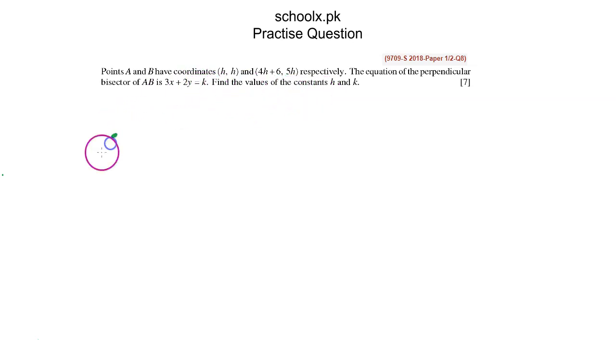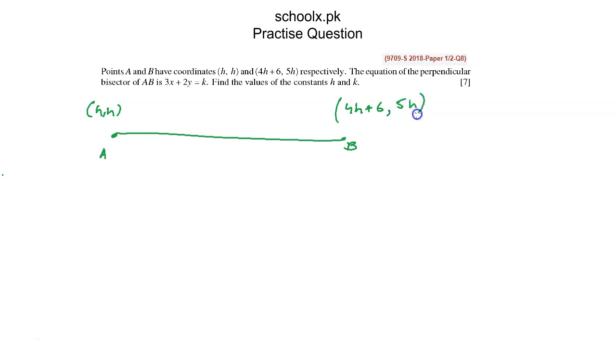Now let's say we have this point A, which is (h, h), and we have another point B, which is (4h + 6, 5h), with line AB. And there is this perpendicular bisector. Let's name it P, which has the equation 3x + 2y = k. Now this perpendicular bisector will obviously cut AB at its midpoint. Let's name the midpoint M, and it will be at 90 degrees to AB. Now they're asking us to find the constant values of h and k.